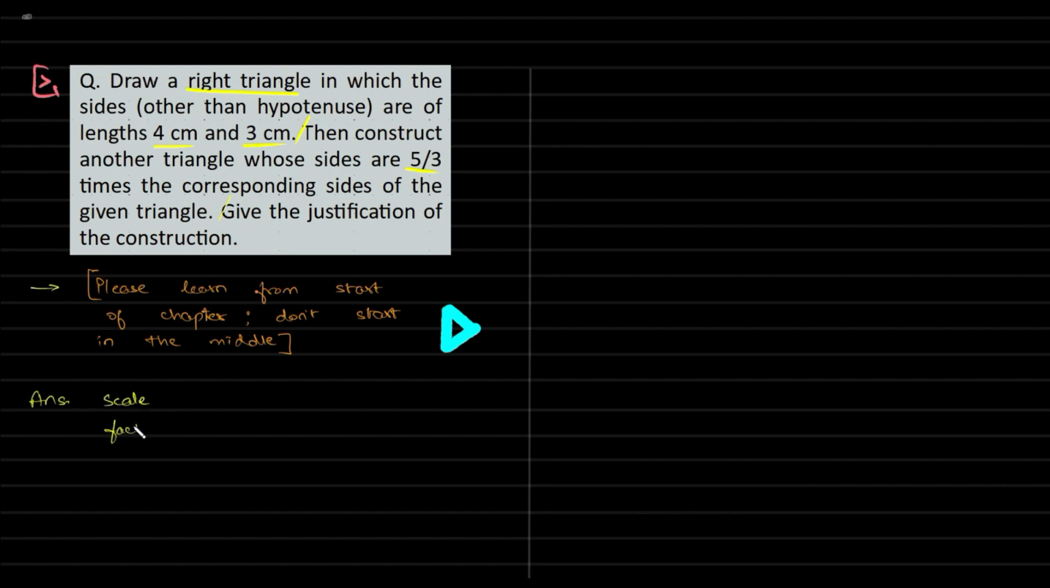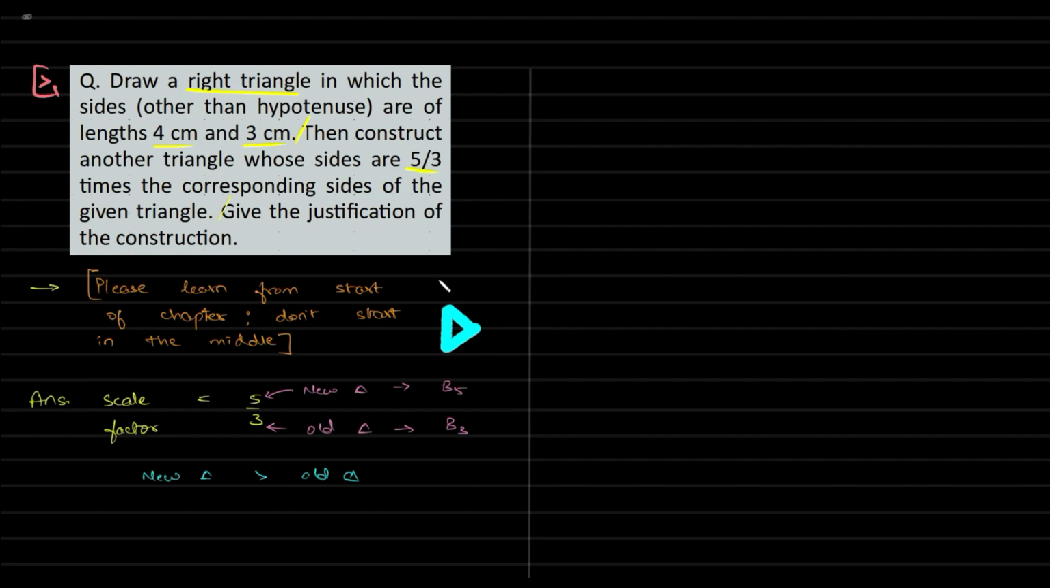Let's look at the scale factor. So here the scale factor is 5 by 3. So what can you tell me about the new triangle and the old triangle? The new triangle is bigger than the old triangle. The new triangle is to be constructed along B5 and this is along B3. And this is how you have to relate it. So the new triangle will be bigger than the old triangle.